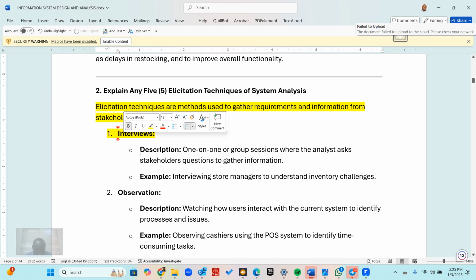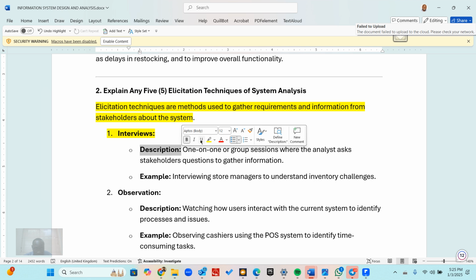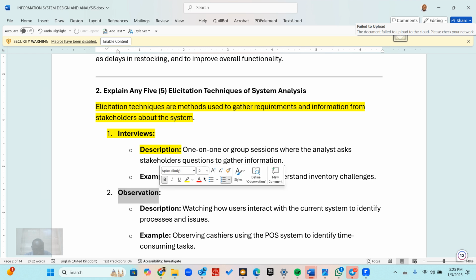So the first here is the description. A typical example here is interviewing store managers to understand their inventory challenges. Two is observation. These are elicitation techniques. You can watch how users interact with the current system to identify processes and issues.